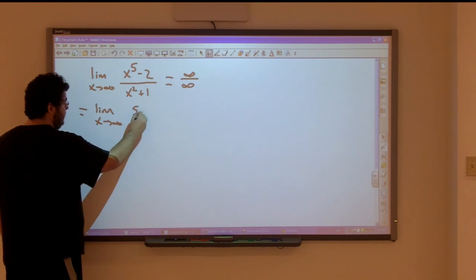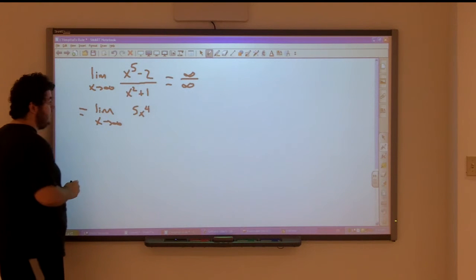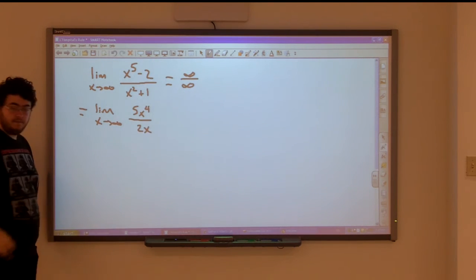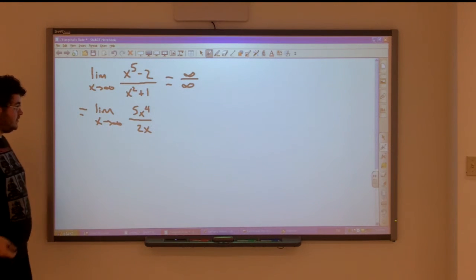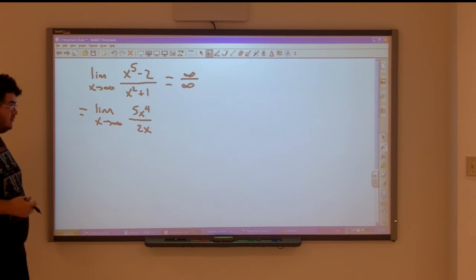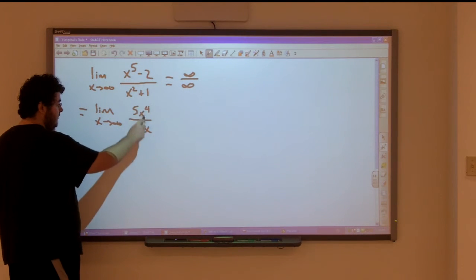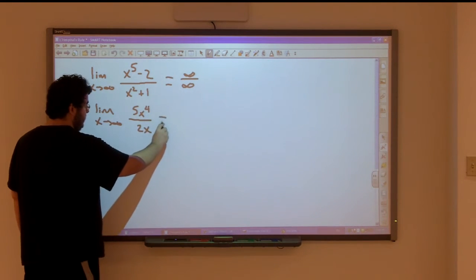So we get 5x to the 4th over 2x. Now notice here, we could just cancel our x's, but let's just keep going to show L'Hopital's rule and how it affects this. So again, this goes to infinity over infinity. So we use L'Hopital's rule.